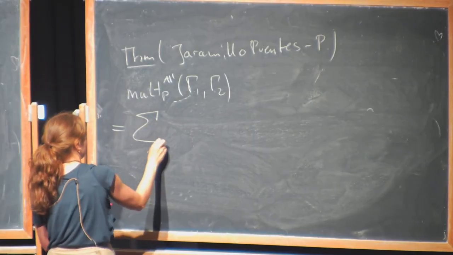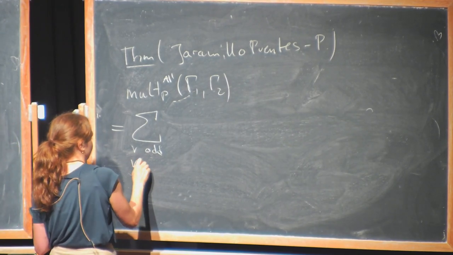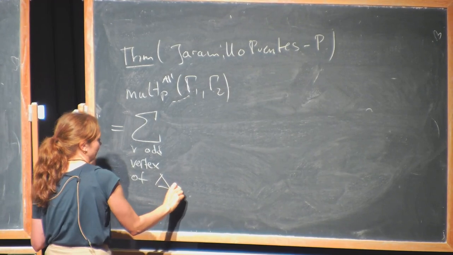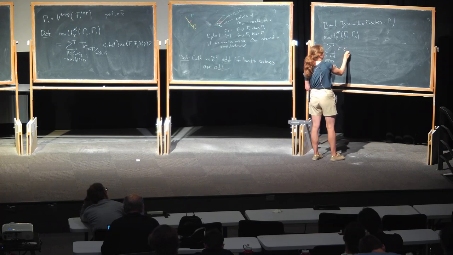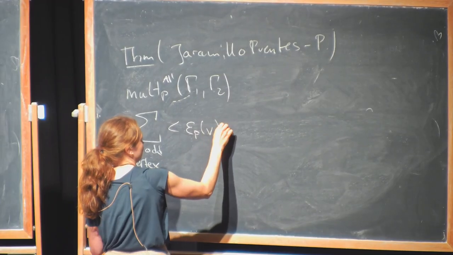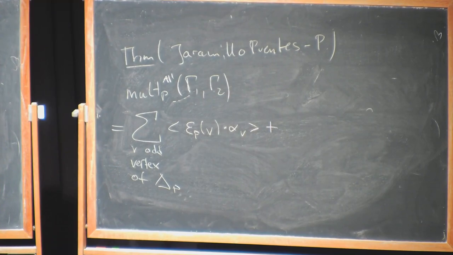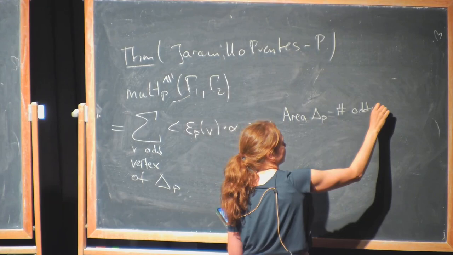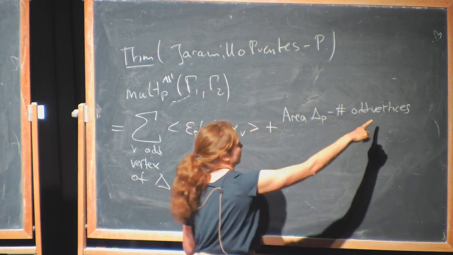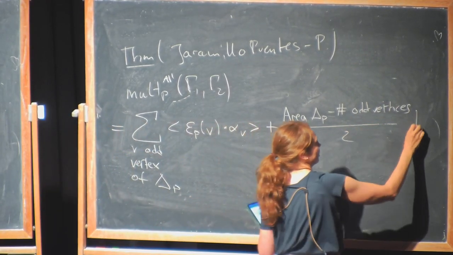You sum up over V, all the odd vertices of the dual parallelogram. So I only care about these if they are odd. And what do you sum up? You just take the sign epsilon p of v times the coefficient. And then you need something of the correct rank. The rank should be the area of the dual parallelogram. So you add a couple of hyperbolic forms. Here I'm just subtracting the number of odd vertices because these contribute a rank 1 form, or the class of a rank 1 form, here. And we have this.